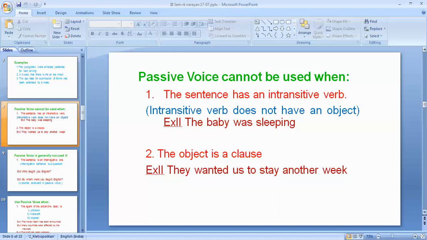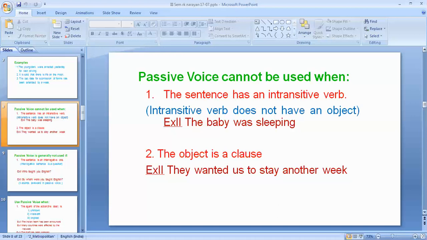For example, look at this sentence. The baby was sleeping. What is the verb in the sentence? Was sleeping is the verb. Who is doing this action? The baby. So the baby is the doer of the action. On what was the baby doing the action? On what was sleeping taking place? Nothing. The baby was sleeping. That's it. There is no need of having an object in the sentence.